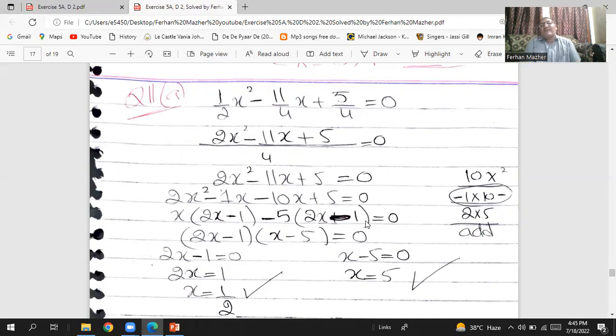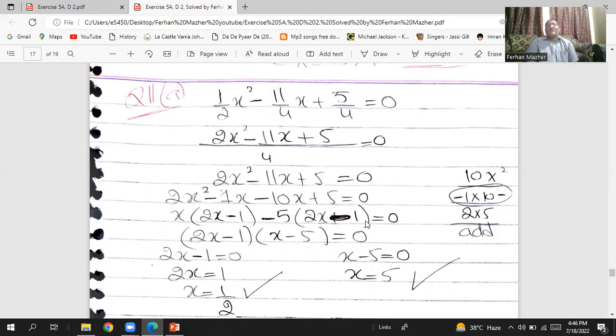When you add, you give them both the same signs. Either both members of the pair are given the negative sign, or both of them are given the positive sign. Because you want -11, both of them will be given the negative sign, -1 and -10. So you will have 2x square minus 1x minus 10x plus 5 equals to 0.